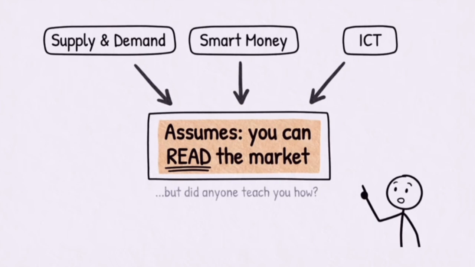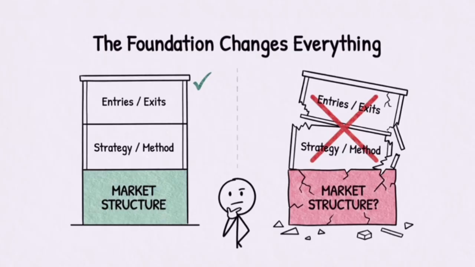Here's the thing. Every strategy you've ever learned, whether it's supply and demand, smart money, ICT, whatever, all of them assume that you can already read the market, that you know what the market is doing right now, where it's likely going next, and when it's too dangerous to trade at all. That's market structure. It's the foundation. And if your foundation is weak, everything you build on top of it will collapse.